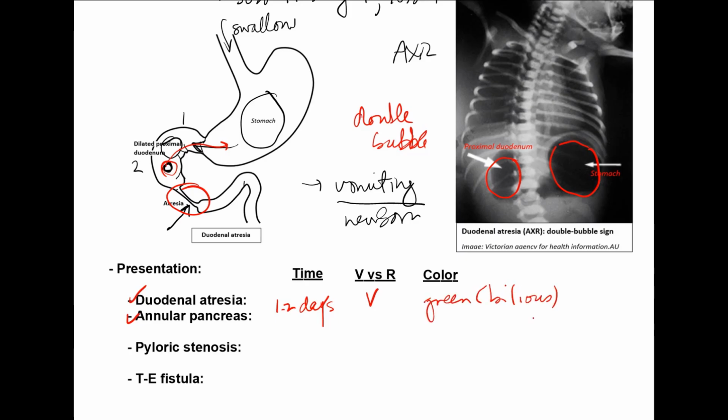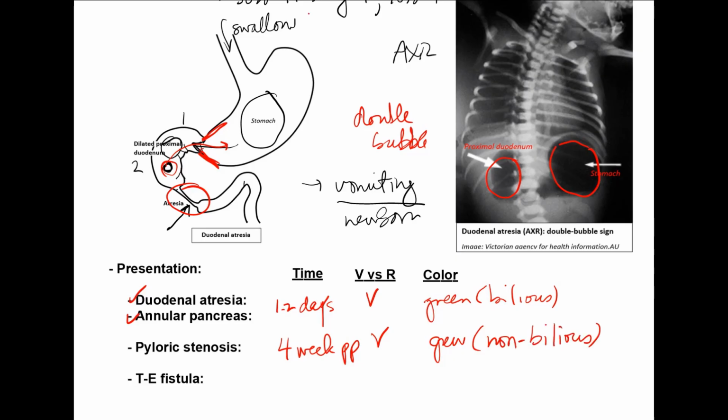By comparison, pyloric stenosis affects the region of the pylorus. This typically presents around 4 weeks postpartum. It has very forceful vomiting, referred to as projectile vomiting, but because the obstruction is proximal to the ampulla, it is gray in color or non-bilious.